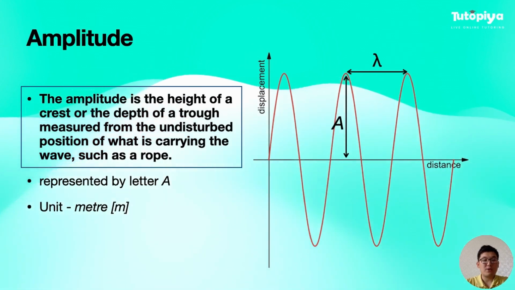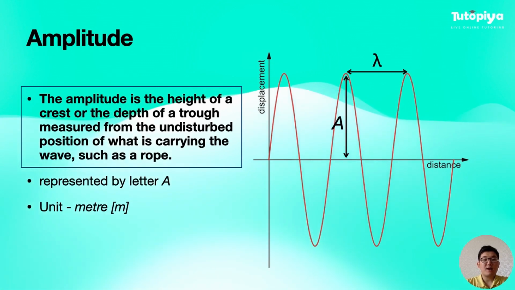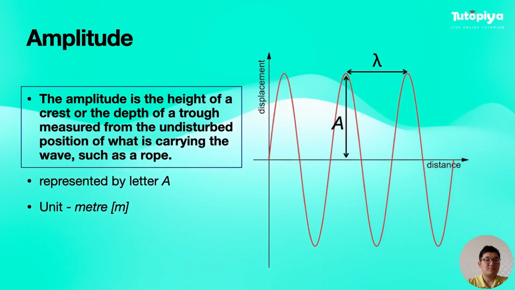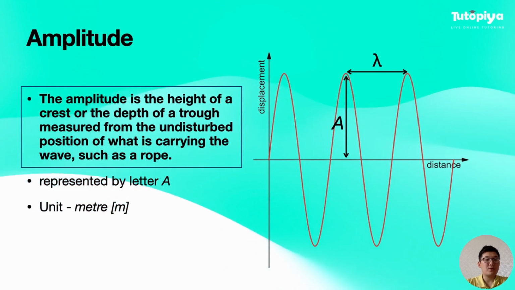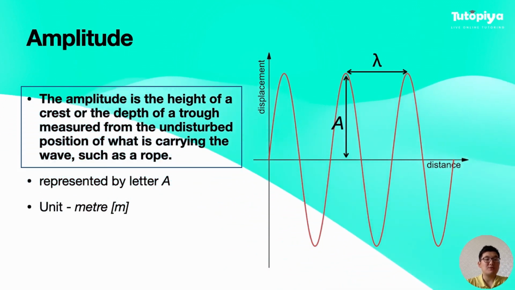And the next property of the wave is the amplitude. It is the height of a crest from the undisturbed position. You can see it labeled by the letter A on the diagram. The unit of amplitude is meters. In a sound wave, the amplitude represents the loudness of the sound.